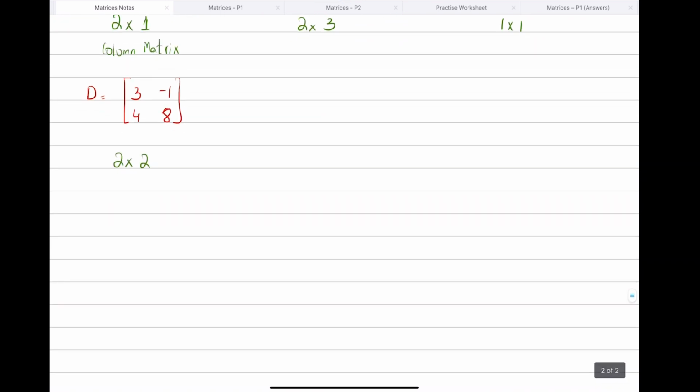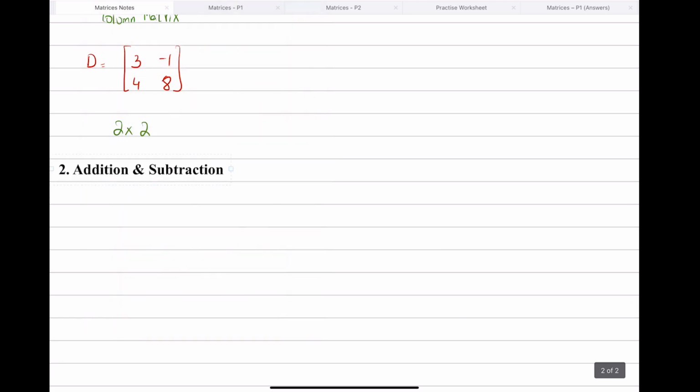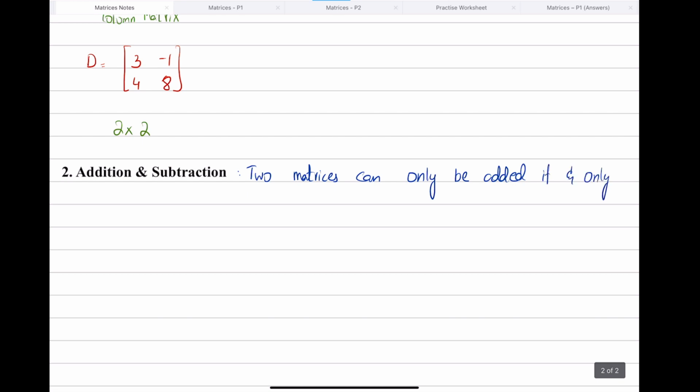Then comes addition and subtraction. So in order to add two matrices, there's just one rule that we have to follow. Or subtract, not just add or subtract. So I'll write that down: two matrices can only be added if and only if the order is the same.